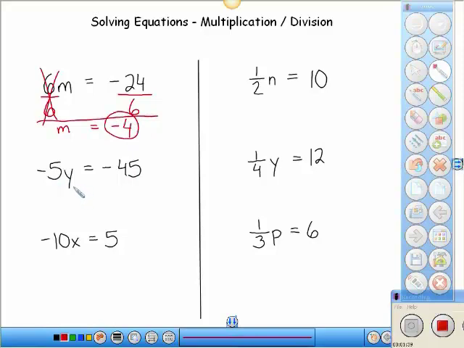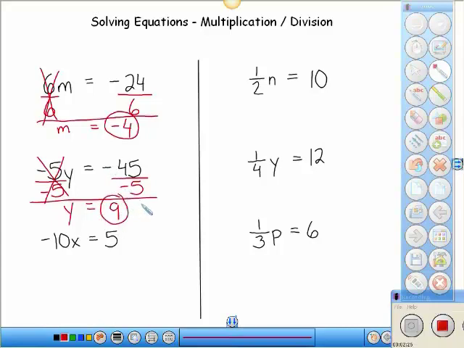So let's take a look at this one. We're going to do the same type of thing. Negative 5 times y equals negative 45. All right? How do I get rid of a times negative 5? Because this is times y. The opposite of times negative 5 is divide by negative 5. And if I did it to the left-hand side of the equation, I need to do the same thing to the right-hand side. Negative 5 divided by negative 5 is 1. 1 times y is y, so I just got rid of that negative 5. Negative 45 divided by 5, well, 45 divided by 5 is 9. And since I have two negatives, remember two negatives make a positive, so my answer is 9.